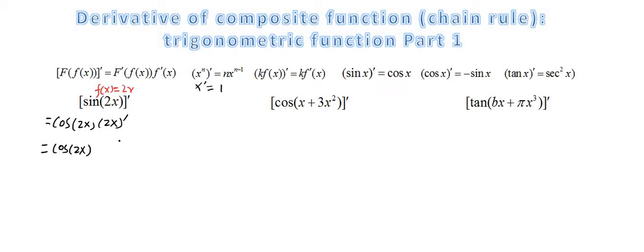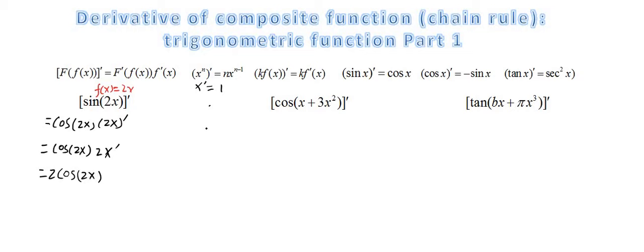We have cosine 2x, and for the derivative of 2x we apply the constant multiple rule. Here the constant is 2. We keep the constant the same and only take the derivative of the x. The derivative of x equals 1, so we have 1 times 2 equals 2. So it should be 2 times cosine 2x. Now let's take a look.